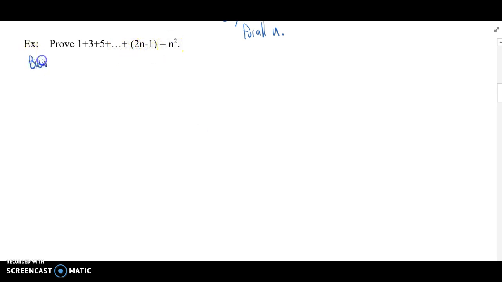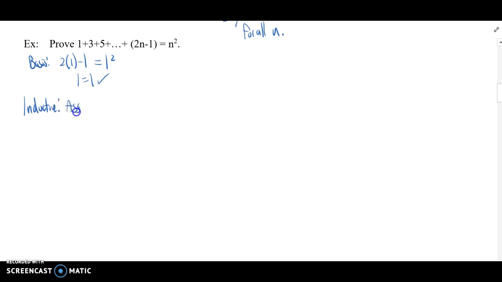First of all, we'll do the basis step. We'll plug 1 in. So 2 times 1 minus 1, does that equal 1 squared? In other words, I'm plugging 1 in for this n and 1 in for that n. 1 is going to be the first term, so 1 on the left, 1 on the right. It works for the first value, so we can get to the first rung of the ladder. That takes us to the inductive step.